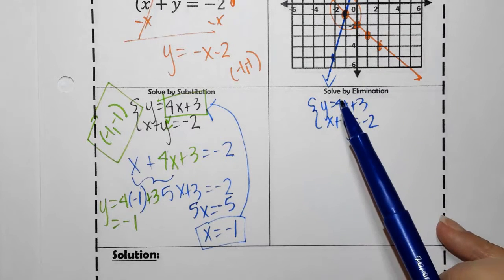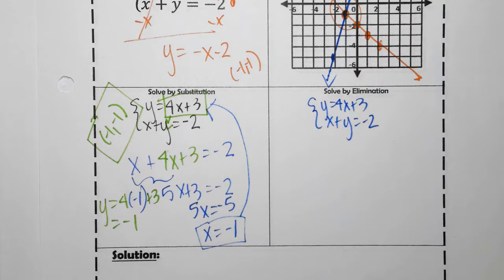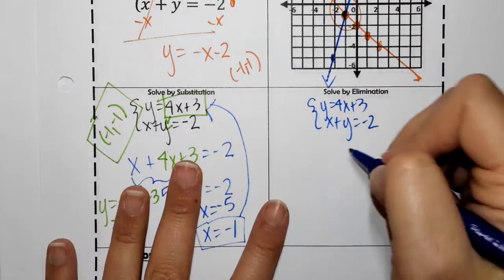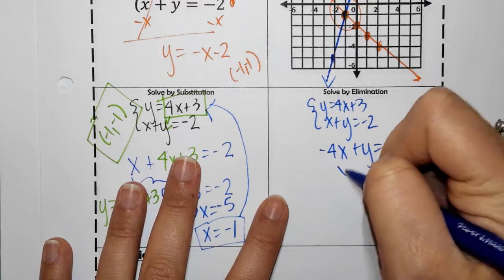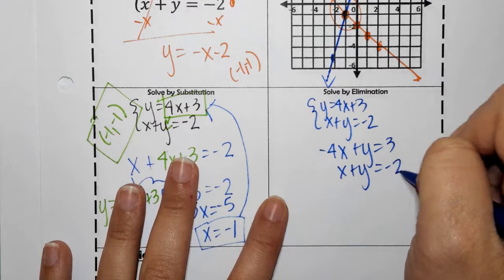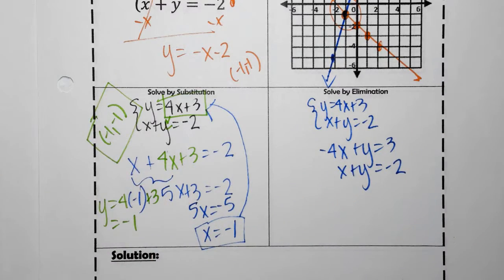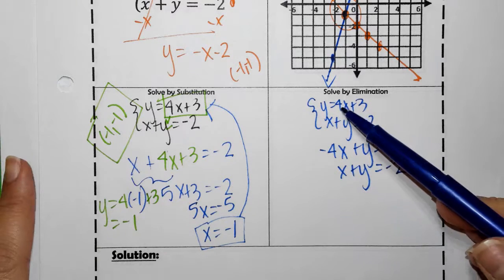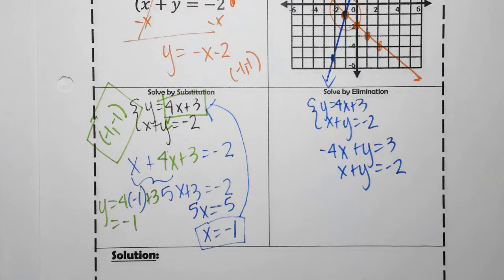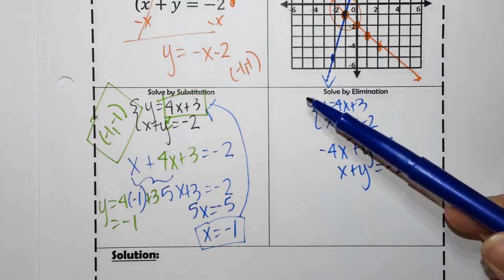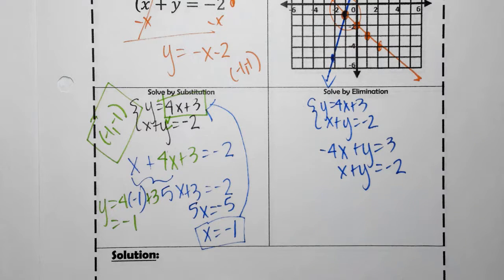So that means that we need to get this 4x over here with the y. How would we do that? Negative 4x. We would subtract it. So we would have -4x plus y equals 3, and x plus y equals -2. Does everybody see what I did? I just moved this 4x over here and changed it to a negative, because it has to be the opposite. So I took my 4x and I moved it over there by subtracting.